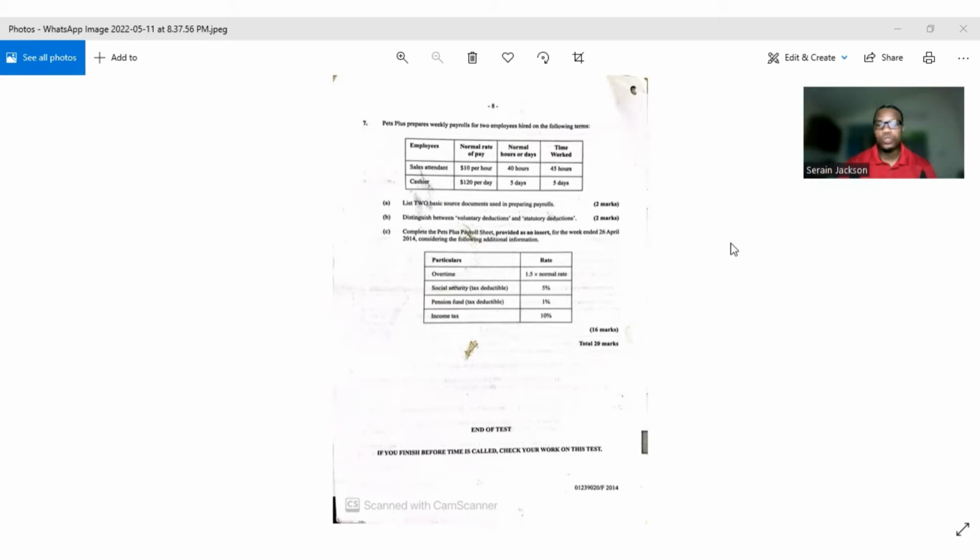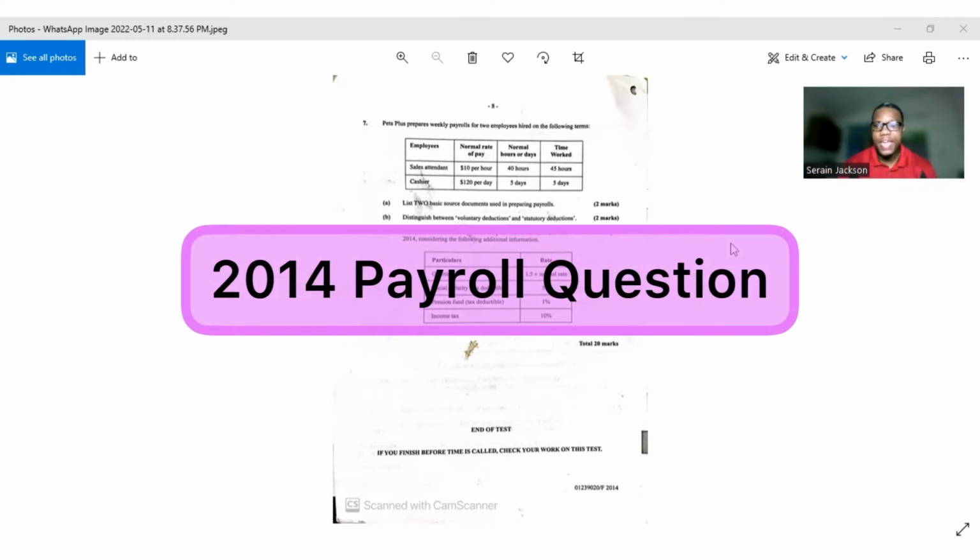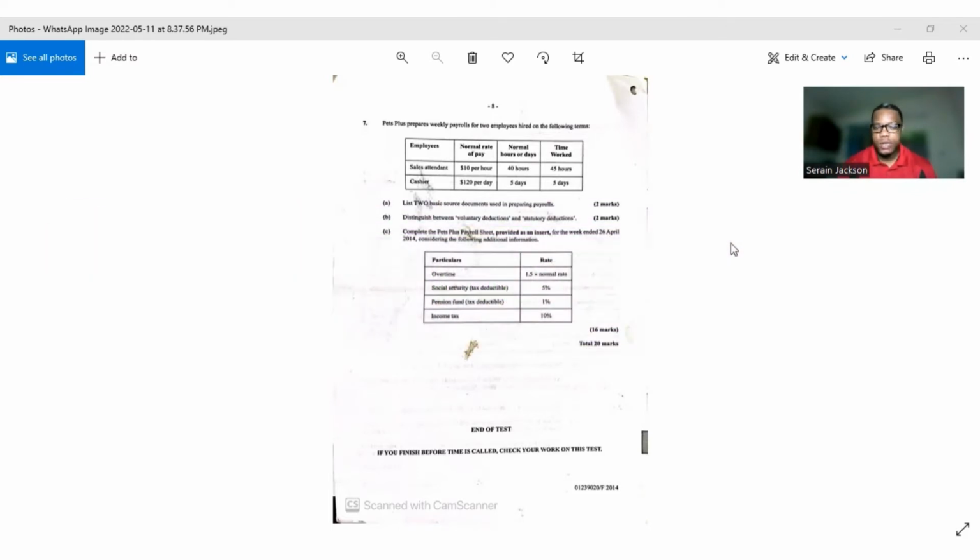All right. So today I'll be looking at a 2014 question. This is a payroll question. Right now, I'm not sure how many of you guys are familiar with payroll, but it is on the syllabus and therefore it is testable. So we are going to just get right into it. We're going to look at this question.